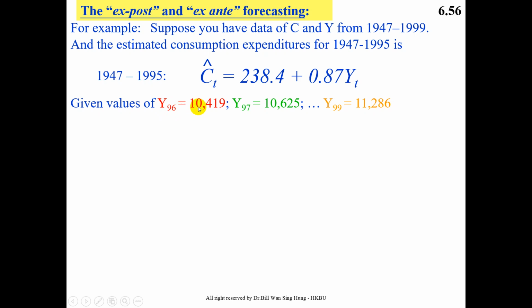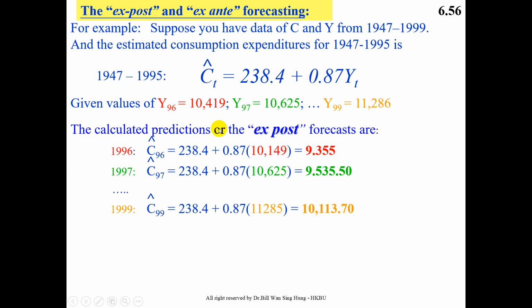Given the values of Y96 is equal to 10,419, and for 97 this is 10,625, and so on. So the calculated predictions, the ex post forecast, we will put these values in Y and we get these values for the 1996 consumption expenditure, 1997 consumption expenditure up to 1999 consumption expenditure.